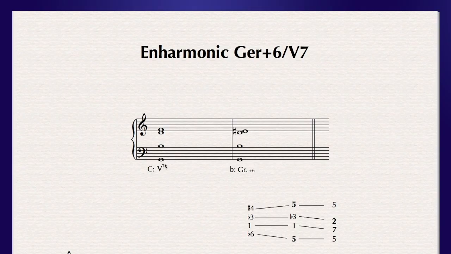In the key of C, I've spelled my 5/7: G, B, D, F. If I respell that F as E sharp, I now have an augmented sixth between my outer voices, and this functions as a predominant in the key of B minor.